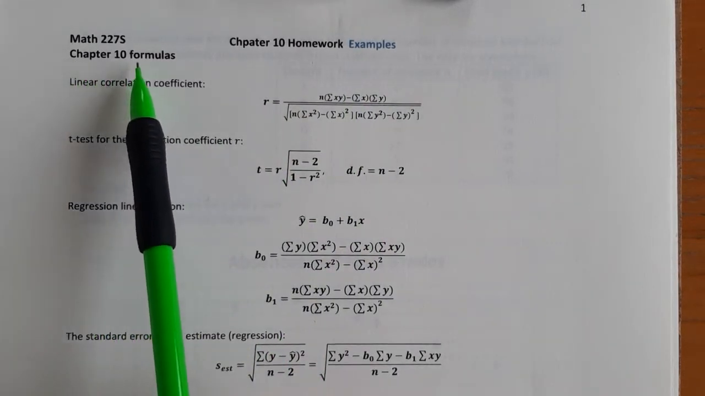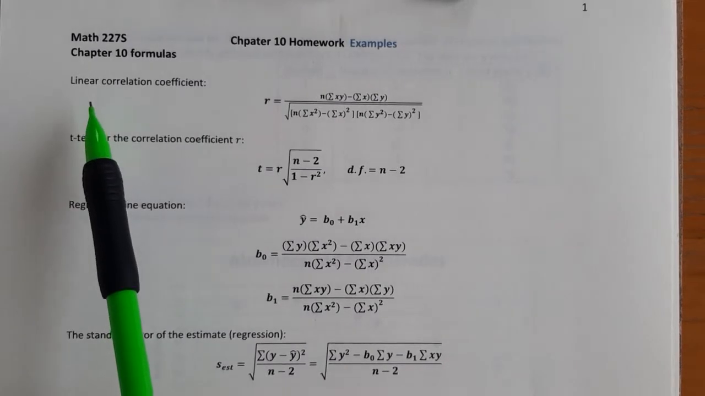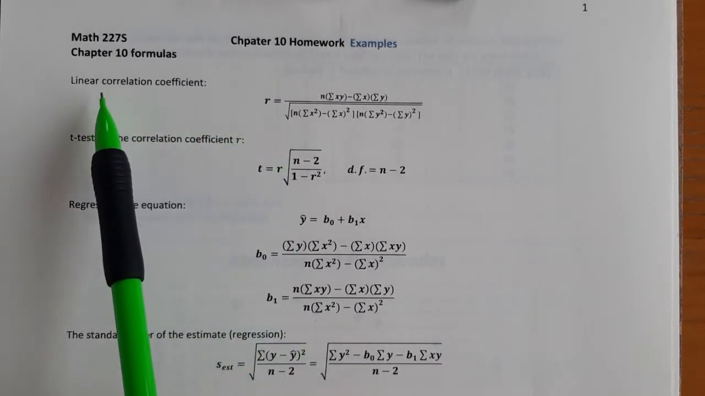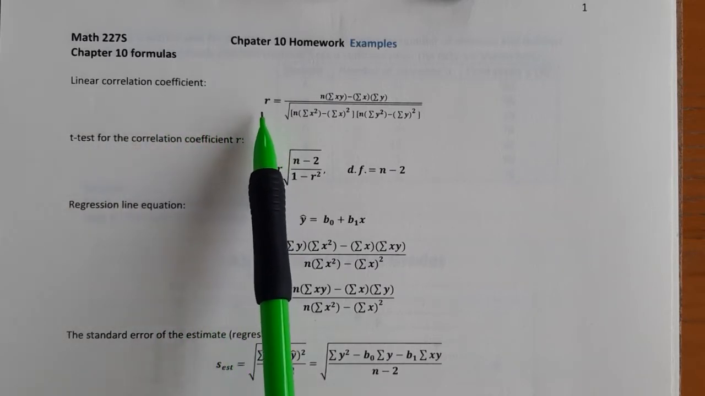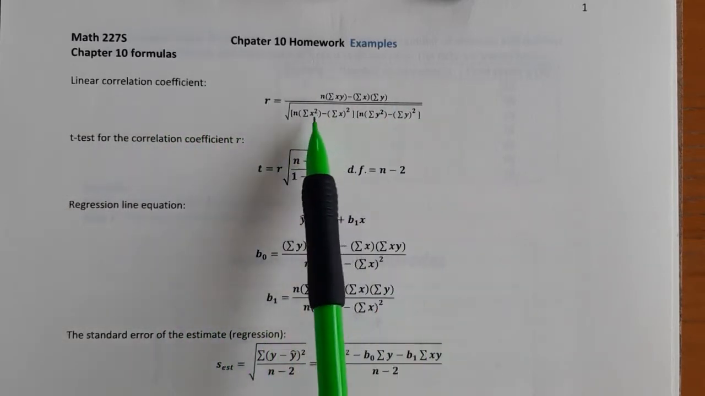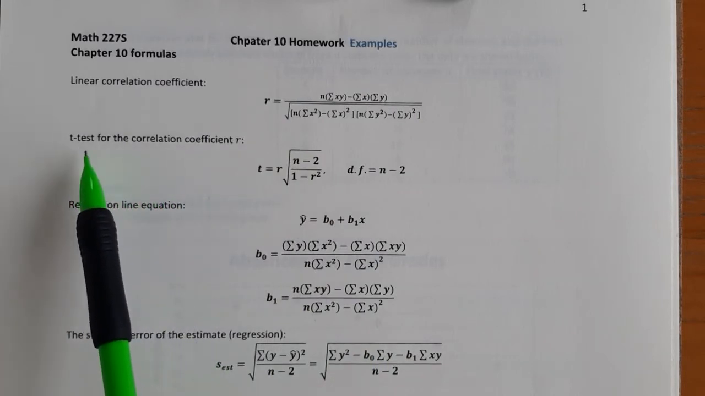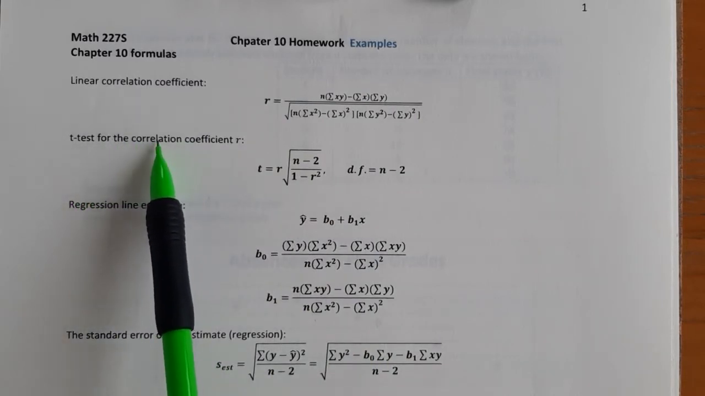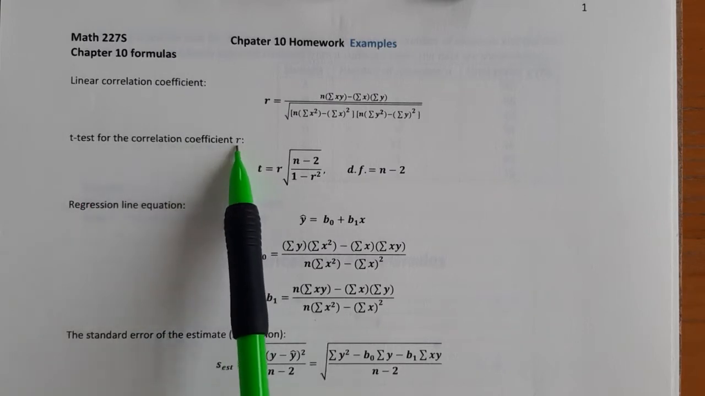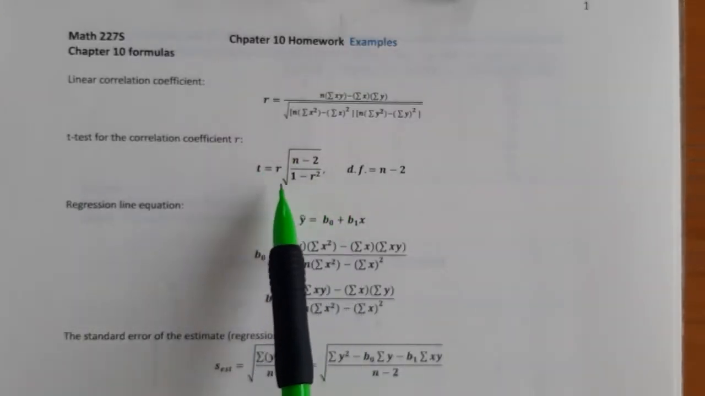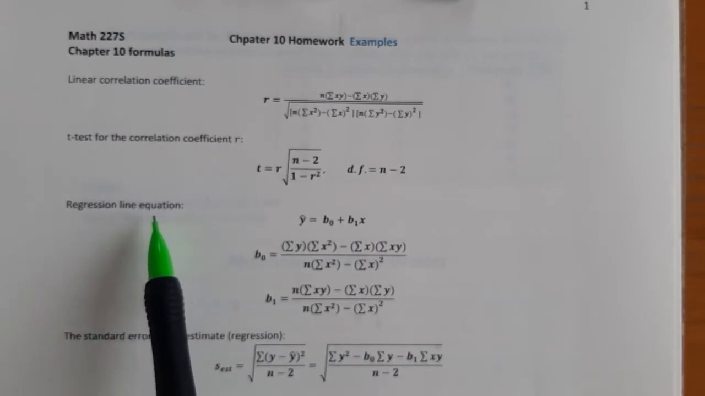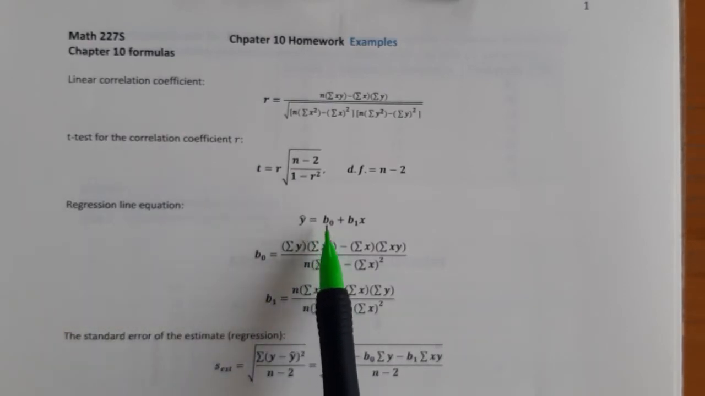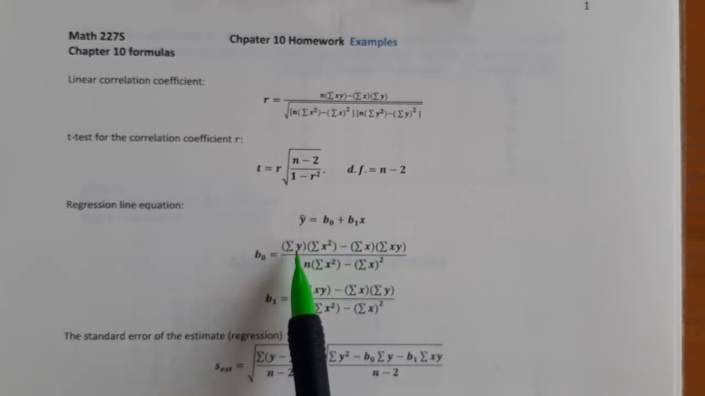Here are the chapter 10 formulas. The first one is the linear correlation coefficient, r, formula. The second one is a t-test for the correlation coefficient r. Use t. The third one is the regression line equation: y hat equals b0 plus b1 x.